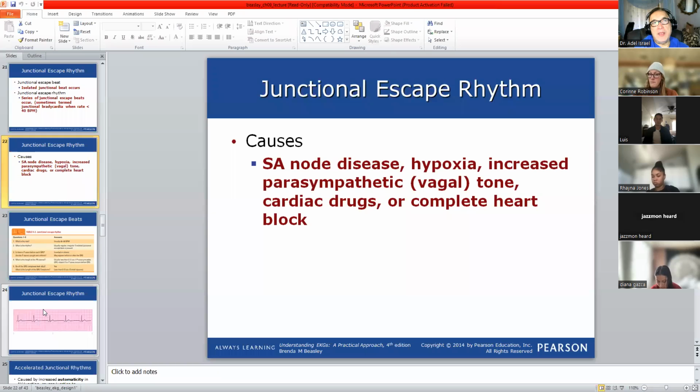Increased parasympathetic, which is vagal, which is the cranial nerve number 10. We talked about this before, that the vagus nerve can make slow of the heart. Cardiac drugs, we mentioned what are the cardiac drugs that make slow of the heart. We mentioned this yesterday. And complete heart block, that the conduction is very, very poor or lost in between the SA node and the AV node.